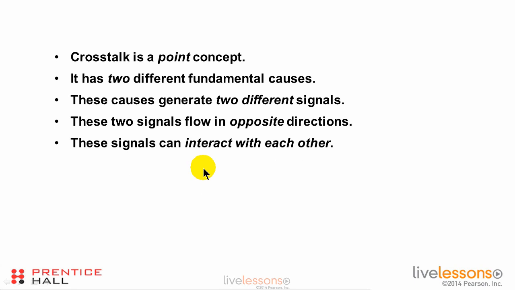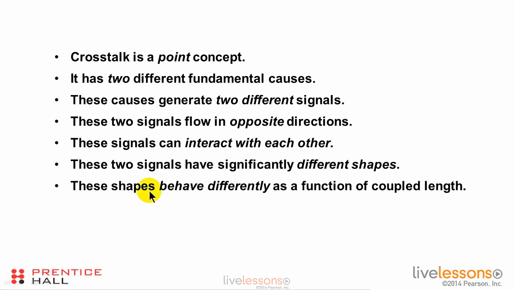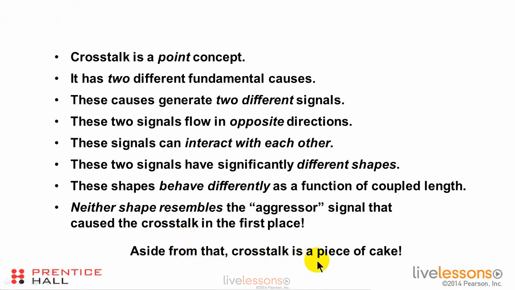And the signals can interact with each other, and the two signals have significantly different shapes, and they behave differently as a function of the coupled length. And neither shape resembles the aggressor signal that caused the crosstalk in the first place. Aside from that, crosstalk is a piece of cake. So we're going to go through these points and talk a little bit about what really is crosstalk and why it can be a problem.